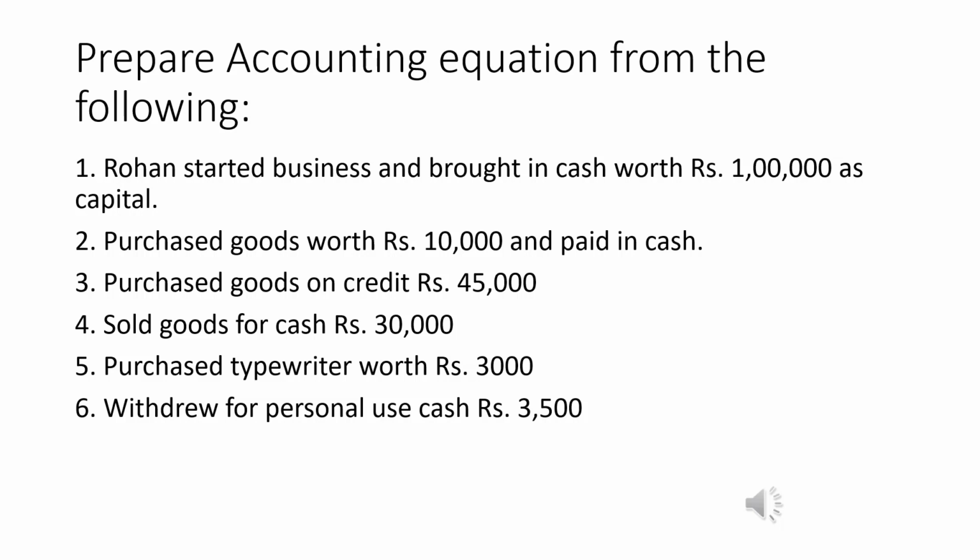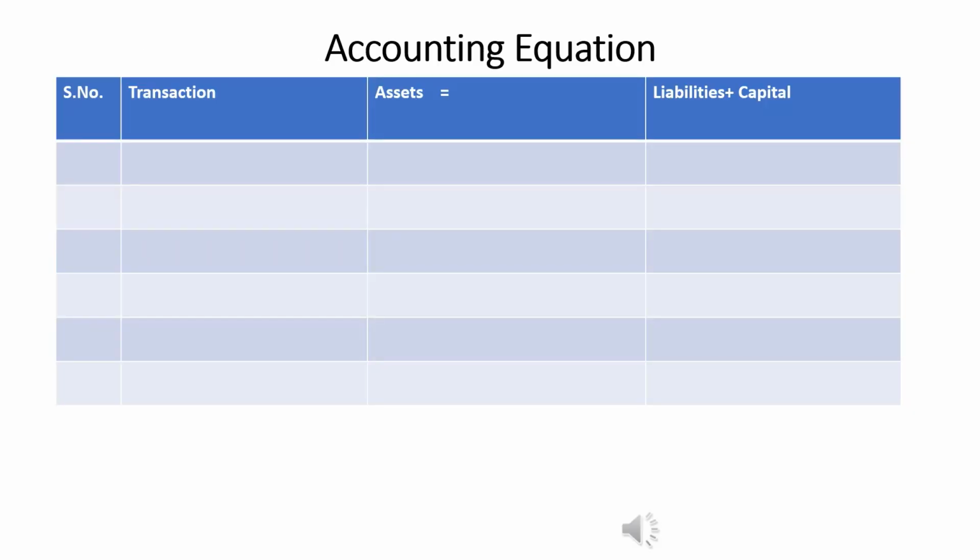I would request all of you to please take a picture of the screen because we will be needing the question for every transaction that we will be doing. First of all, we need to have a format like this. So 4 columns. First one for serial number of the transaction. Second column is for the transaction, its details. Thirdly, assets. Last column is for liabilities plus capital. Here I have taken 6 rows because we are having 6 transactions to be solved in this question.